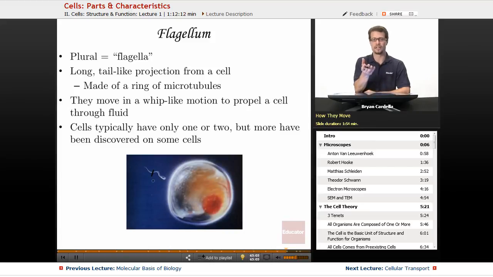There are other cells in nature, dinoflagellates, a single-celled protist in the ocean, have many flagella, and it actually helps them kind of spin in different ways and orient themselves different ways inside of the ocean.